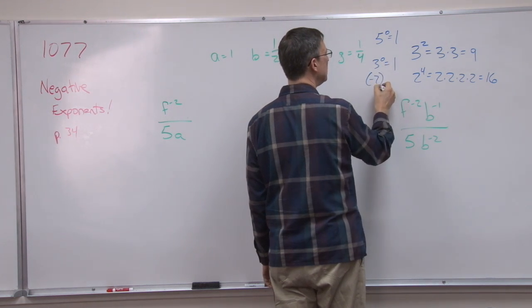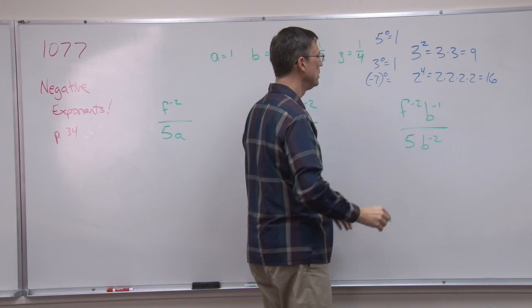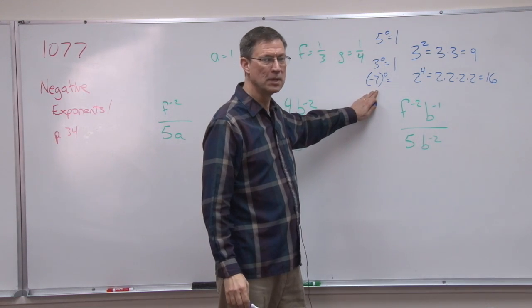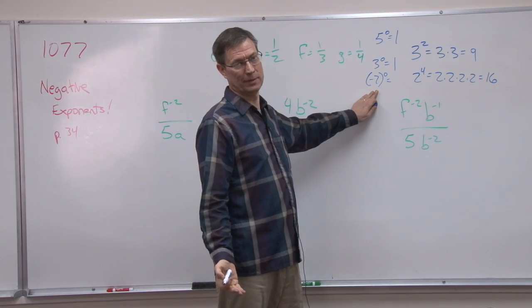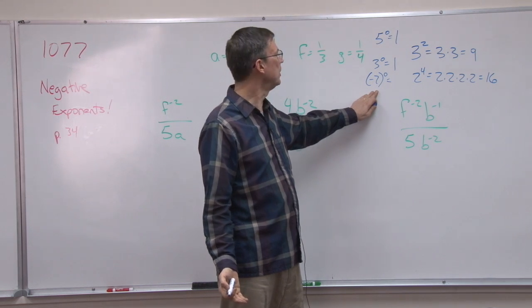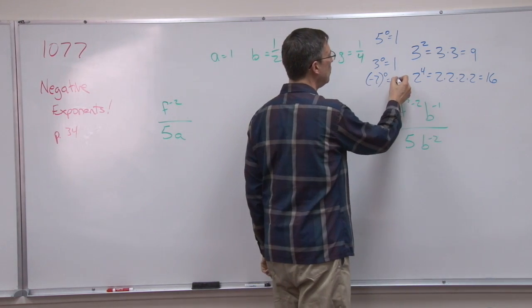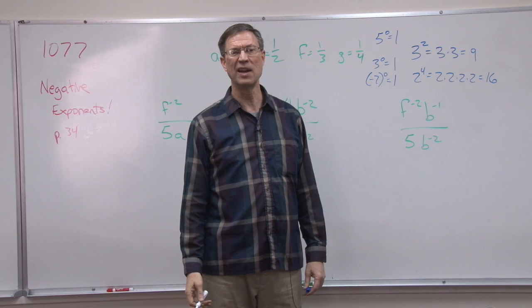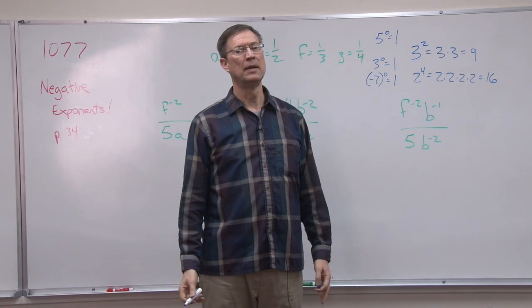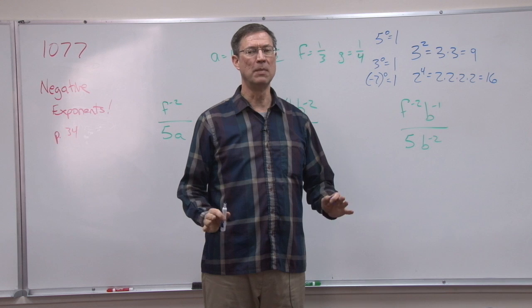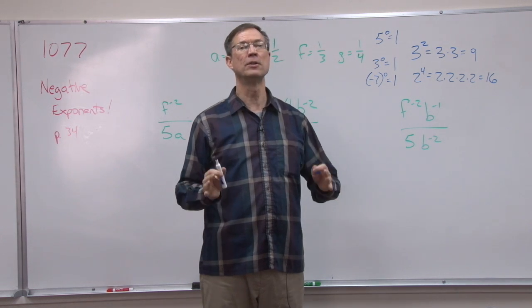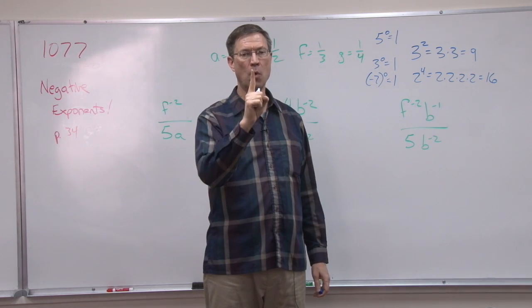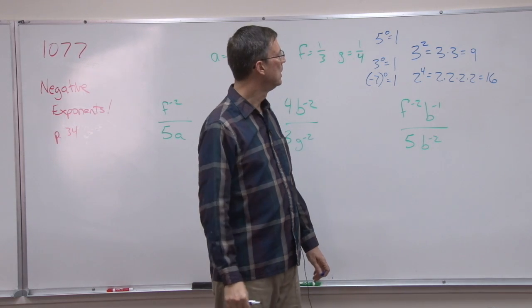I could have negative 7 to the 0 power. Now notice that the negative 7 is in parentheses. The point is, any number raised to the 0 power is always the number 1. Okay, and that's weird. I can't explain why. Don't try to understand it, just memorize it and use it. Anything to the 0 power is positive 1, okay?